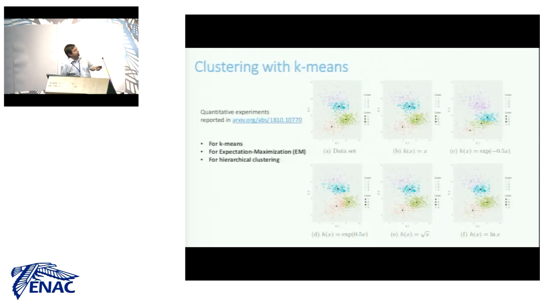Okay. In the report here, there's an in extenso analysis of clustering properties of the distance compared to Bregman divergence, and we did it for k-means, expectation maximization, and hierarchical clustering. So there's some quantitative analysis of the performance of each of those algorithms. So I refer you to the report for more details.